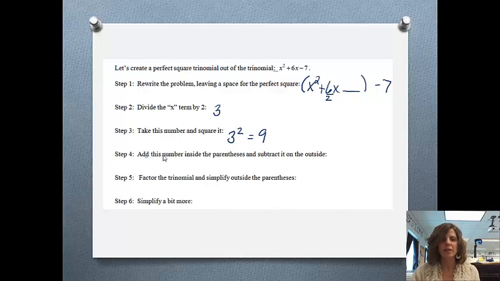The next step says to add this number inside the parentheses and subtract it on the outside. So we're going to put plus 9 on the inside and minus 9 on the outside, and we do that so that we're not really affecting the problem. We added it, we subtracted it. Okay, so did step 4.